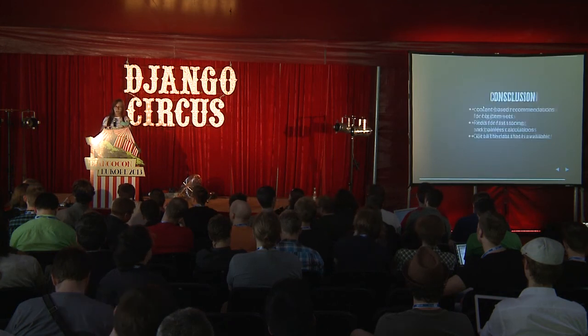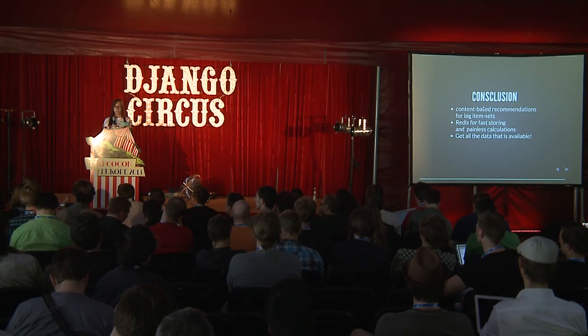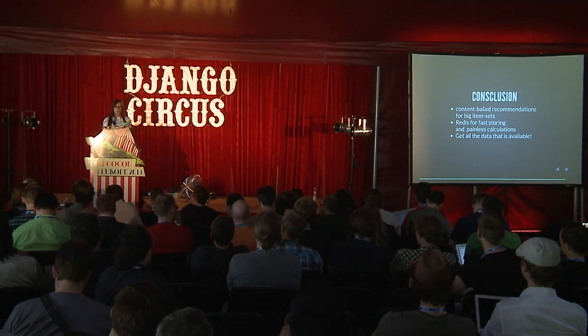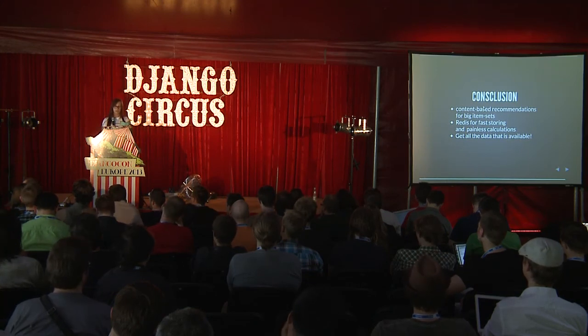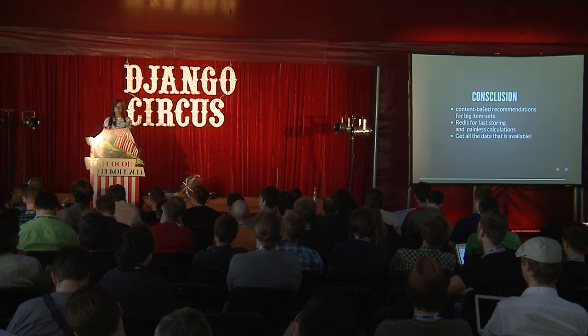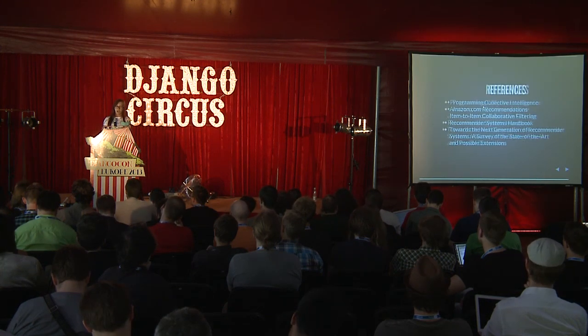Some conclusions. Content-based recommendations are good for a big set of items. For this problem, a collaborative system wouldn't be enough. Redis is pretty nice for all these calculations and for storing the database with the similarities. And you have to remember that getting all the available data for such a system is really important.